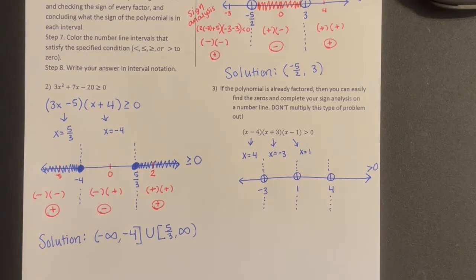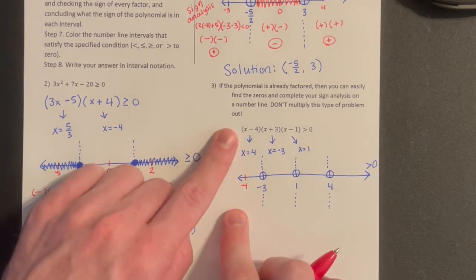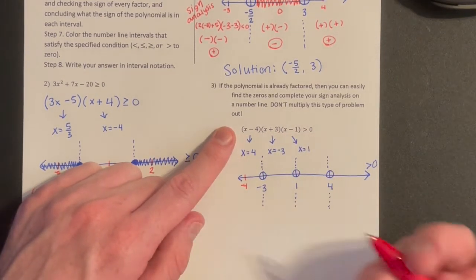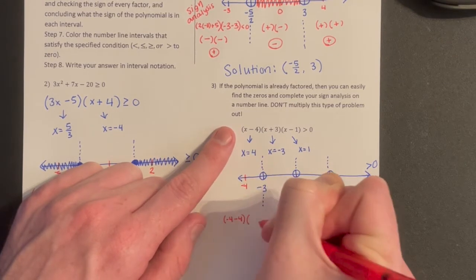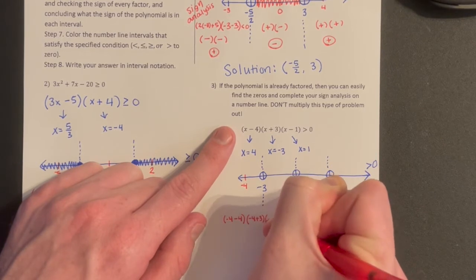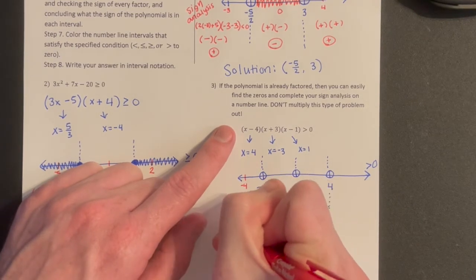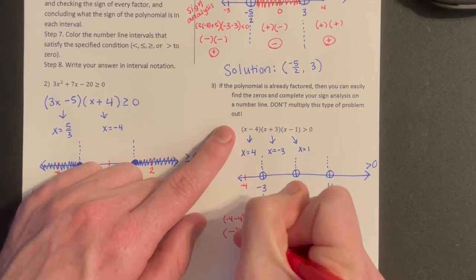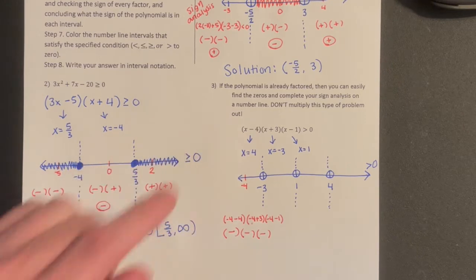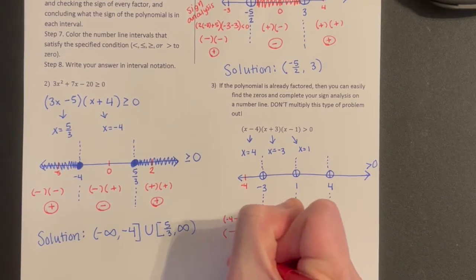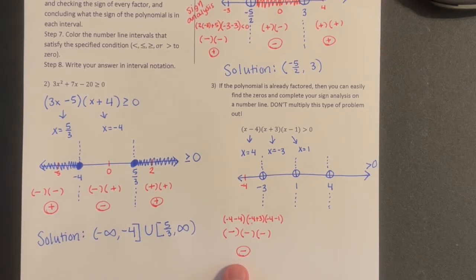So I'm going to try -4. You're plugging this into every single one of these factors. So let me show my work just for that first one at least. -4 minus 4 times -4 plus 3 times -4 minus 1. That would be a negative times a negative times a negative. And a negative times a negative times a negative total is still negative. So we know that this section to the left is always going to be a negative value.